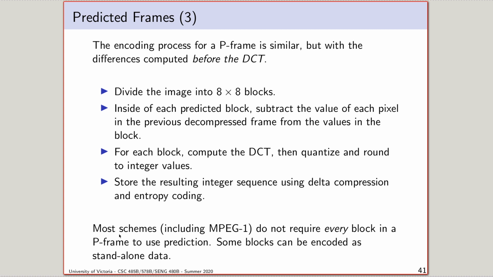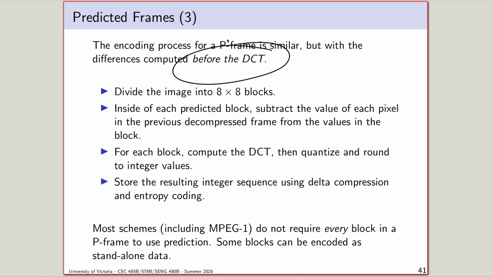The encoding process for a P frame is similar, but keep in mind, I compute the difference between this frame and the previous one. I do that before I take the DCT. So the matrix I end up using as the input to the DCT is a matrix of differences. And that's significant because it means, of course, those differences probably have smaller magnitudes, and that means the DCT can likely be more effective if I'm lucky, if I have a good match.